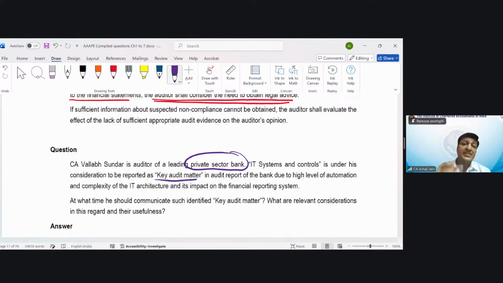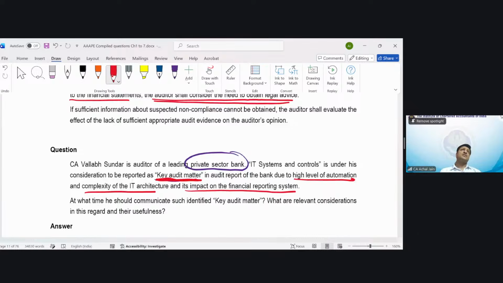Now, considering the importance and considering the matter as around the IT systems and the controls, the auditor believes it needs to be reported as CAM. Why? Because of the nature of operations of the entity. Yes or no? You will find a high level of automation, and complexity of IT infrastructure. Its impact on the financial reporting system is huge. Why? Because that's how it's running. That's the only thing, right?